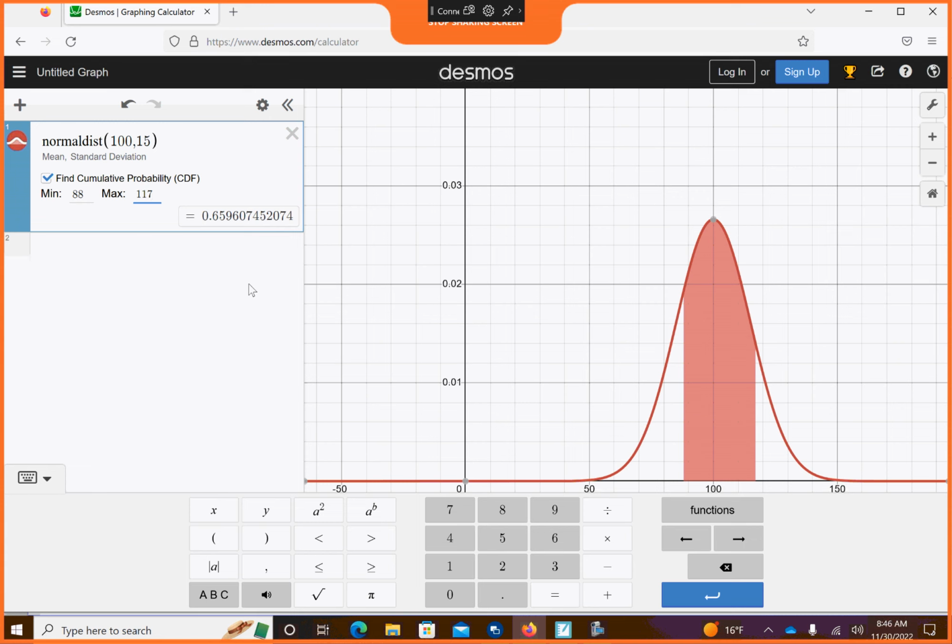Now, that is not a percentile. That's not saying, hey, what percentile am I at? Because it's not the true area all the way to the left. It's bounded. That's just saying that's the percent of the population that would happen to fall within that. So it's roughly 66% of the population would fall within 88 and 117.